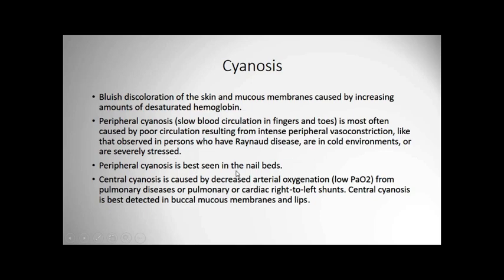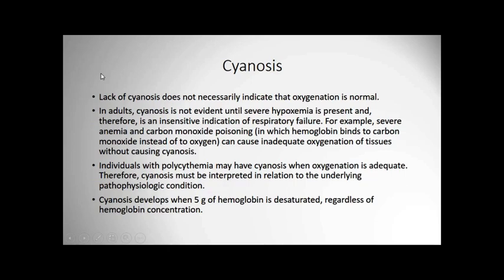Central cyanosis normally is caused by a decreased arterial oxygenation, low pressure of oxygen, from pulmonary diseases or cardiac right to left shunt. Remember Eisenmenger syndrome and all the pathologies that we studied, the congenital malformations that can produce cyanosis. Normally, this is detected in the mucous membranes, buccal mucous membranes, and in the lips. Remember, the lack of cyanosis doesn't mean that the oxygenation is normal, okay? In adults, cyanosis normally is not evident until a severe hypoxemia is present and it's an insensitive indication of respiratory failure. We can't wait until people develop cyanosis.